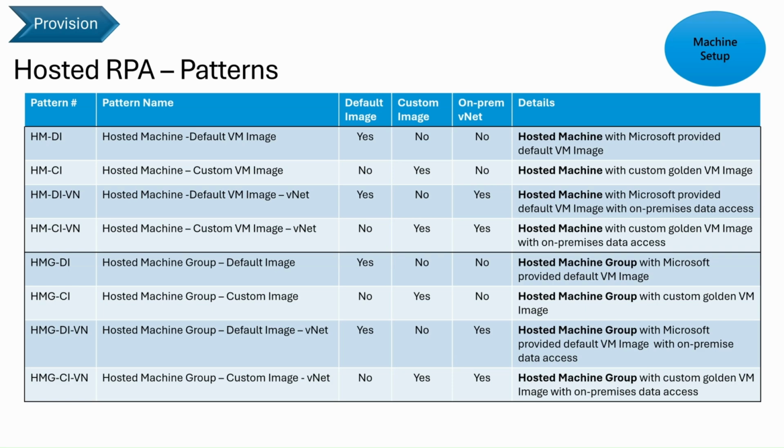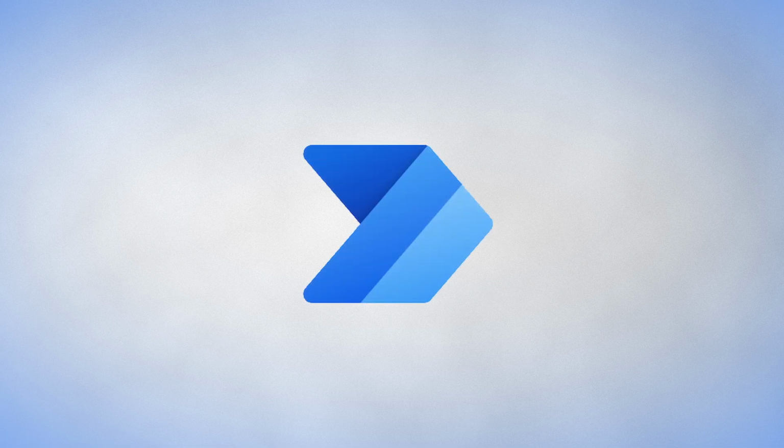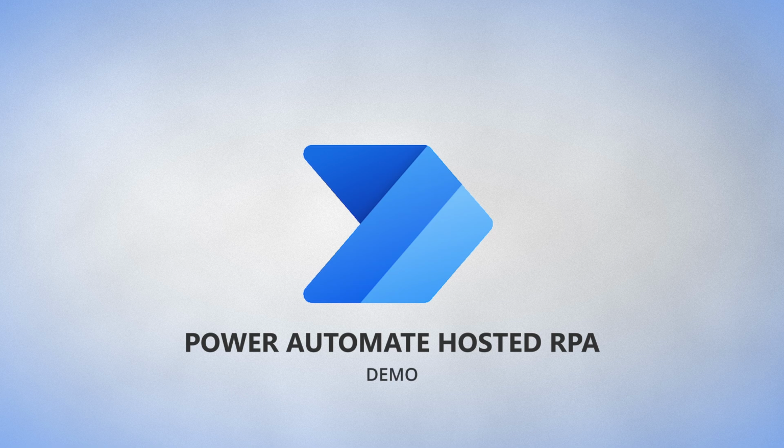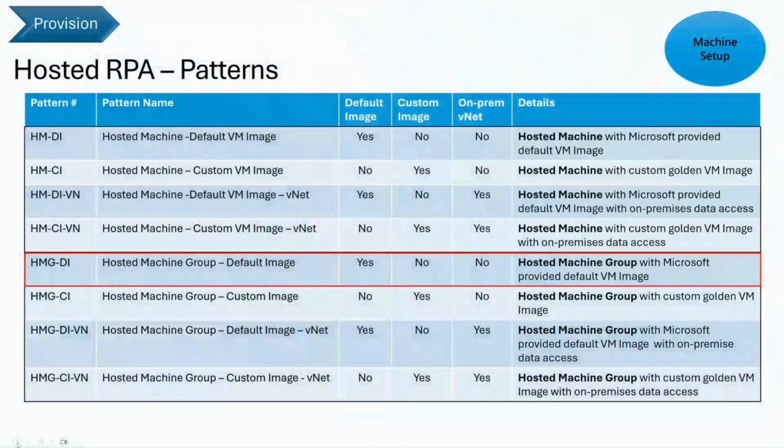Moving on to the hosted machine groups, it follows the same pattern with the default image and the custom image as well as the VNet capability. So let's jump into the demo in terms of how some of these patterns can be provisioned. Okay, as we jump into the Power Automate hosted RPA demo, let's look at some of the patterns that we will go ahead and demo.